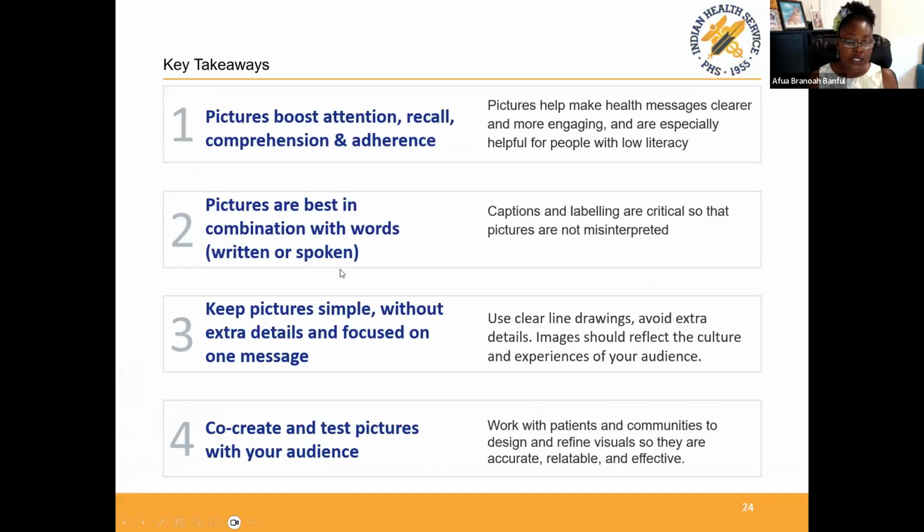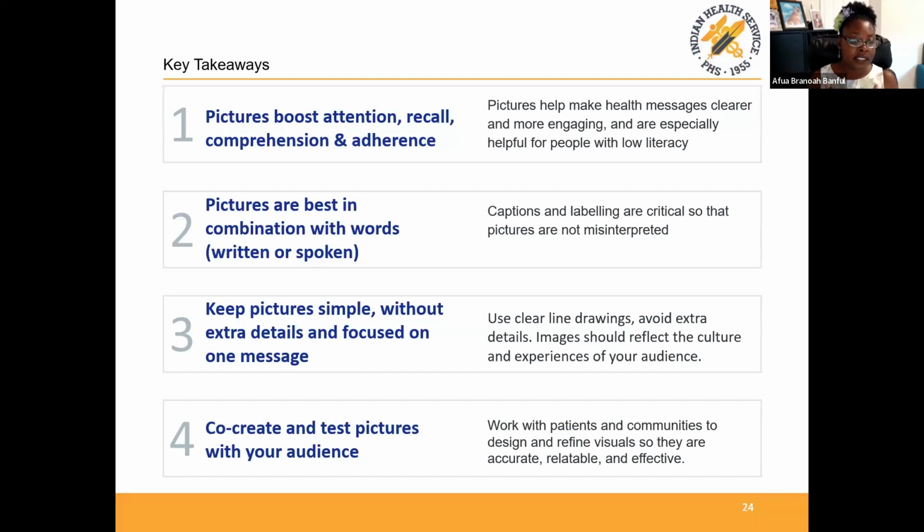I want to just round out with the key points again. I hope you will recall the boulders and the mountains, and also those four main learnings from the research that you should remember. But the key takeaway: pictures are important. They're not just pretty. They boost attention, recall, comprehension, adherence, and especially so for people with low literacy, right? So this is a way of addressing some of the health disparities by using pictures.